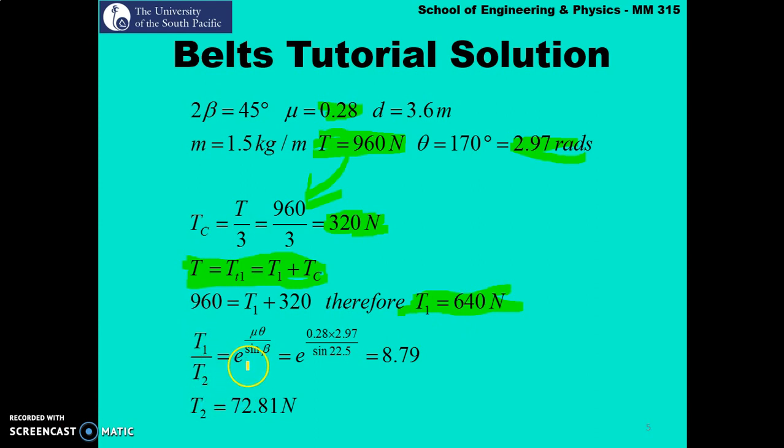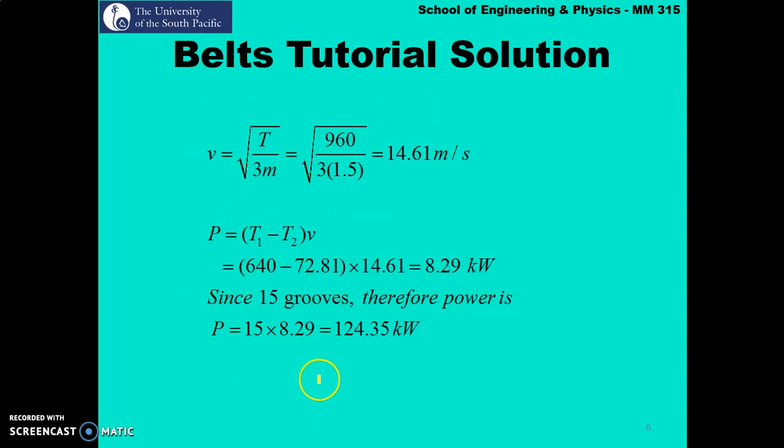We can find our tension ratio. T1 over T2 is equal to exponential of mu theta over sine beta. Substituting for these values, mu was 0.28, your lap angle in radians was 2.97, and beta is 45 divided by 2, which is 22.5. Once you evaluate that, you get your tension ratio T1 over T2 as 8.79. Therefore T2 is T1, which is 640, divided by 8.79. You get your T2 to be 72.81 Newton.